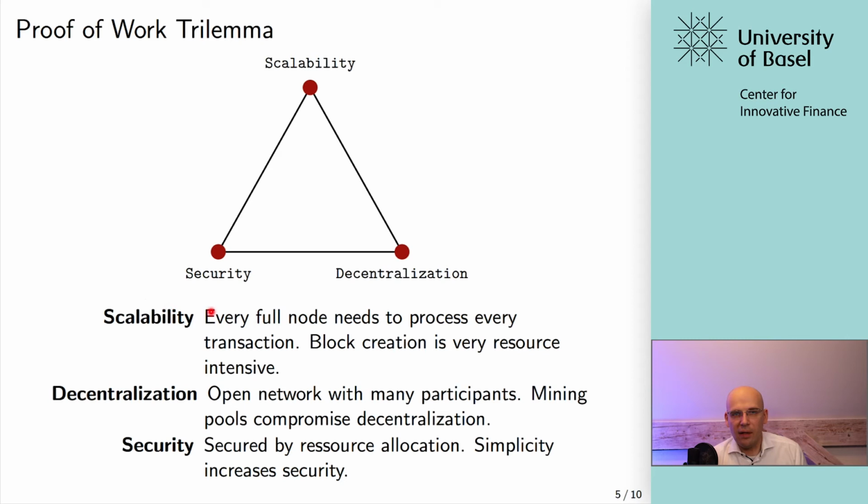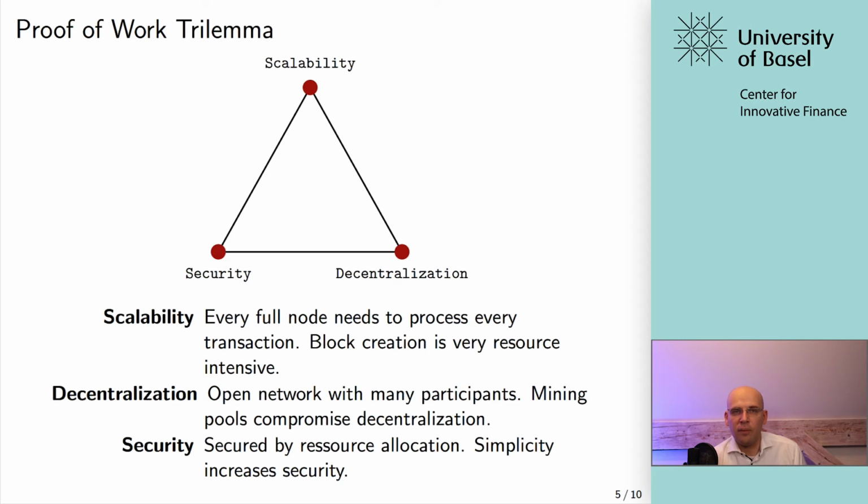And in terms of scalability, it has its issues, at least on the base layer. I mean, you can always scale on layer 2, and we will look into that later in this class. But the two things are, number one, that every full node needs to process every transaction, the validation, which is for some applications a really good thing because they can validate everything. But the second thing is that the block creation is very resource intensive, and that is in fact exclusive to proof of work.